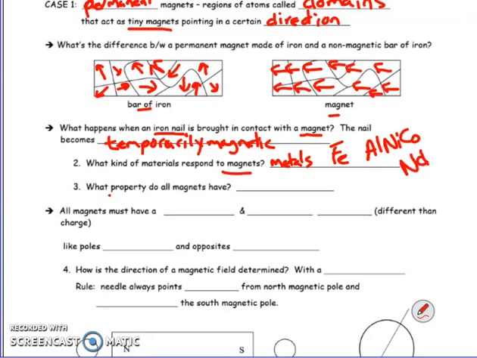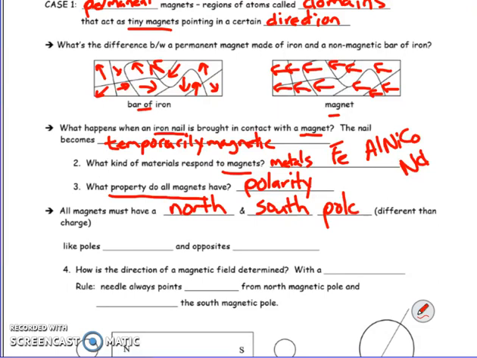And then next question, what property do all magnets have? Well, what property does matter have? We would say mass. What property do charges have? We'd say charge. What property do magnets have? We'd say there's polarity, as opposed to charge. And an important point, all magnets must have a north and south pole.